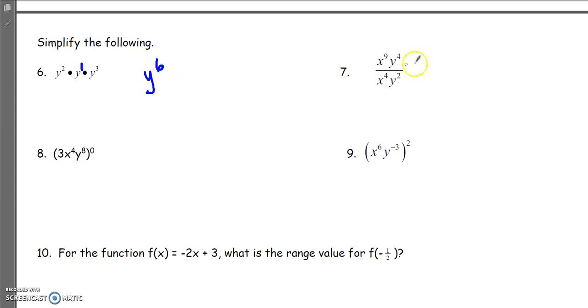And 7, when it's division, that means I'm subtracting my exponents. So 9 minus 4 will give me 5. And then 4 minus 2 would give me 2. So here's my answer for number 7.